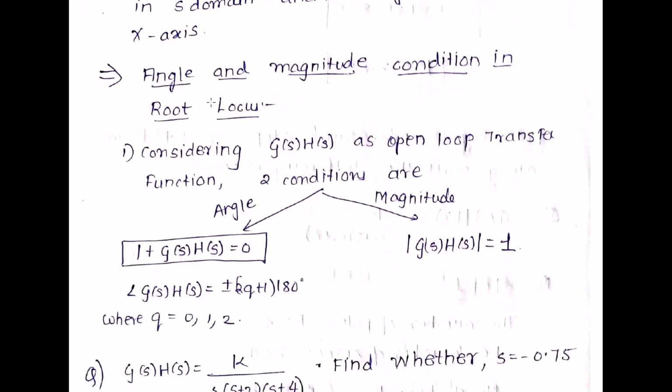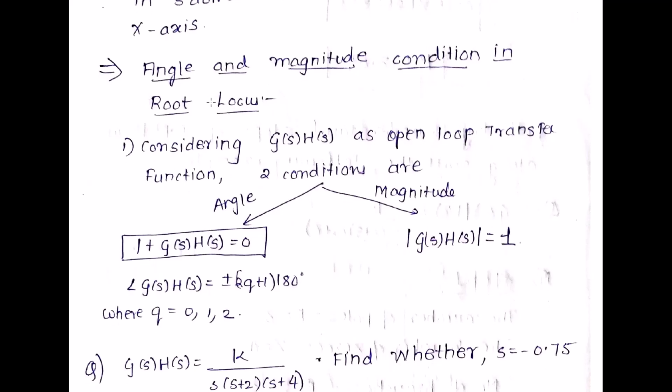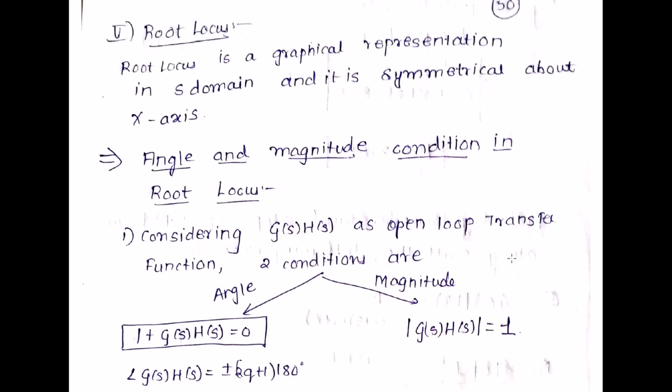So what is the angle and the magnitude condition for root locus? Basically we are going to solve the root locus in the form of G(s)H(s), wherein G(s) and H(s) are both open loop transfer functions. There are two conditions in case of root locus: the angle of G(s)H(s) is going to be an odd multiple of 180 degrees, plus or minus 180 degrees, and the magnitude is going to be equal to 1. So I hope I am very clear with what is root locus.